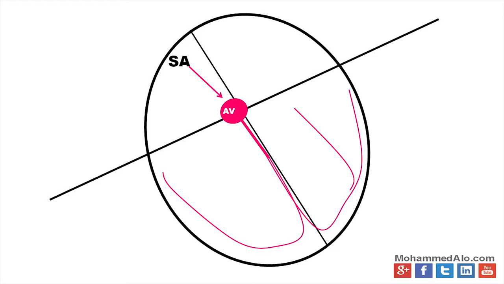So anything that actually hits the AV node will give you a narrow tachycardia, unless there's block below that, like a left bundle or a right bundle. But any of those rhythms that come from on top and hit the AV node, as long as your AV node and infrahissian system conducts properly, you'll get narrow rhythms.